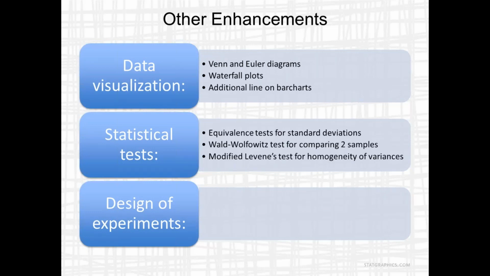We've added some new statistical tests. We've added equivalence tests for standard deviations. We had equivalence tests for means in version 18, but now we have equivalence tests for standard deviations. We added a Wolfowitz test, which is used to compare two samples. It's a non-parametric test. And we've also added the modified Levene's test in the one-way analysis of variance.